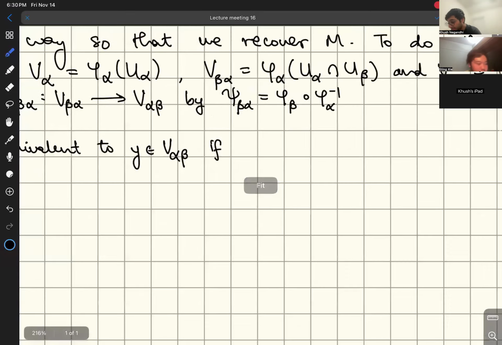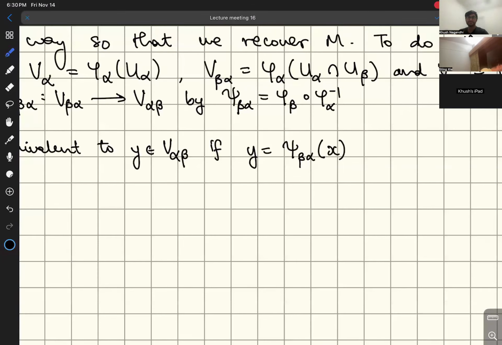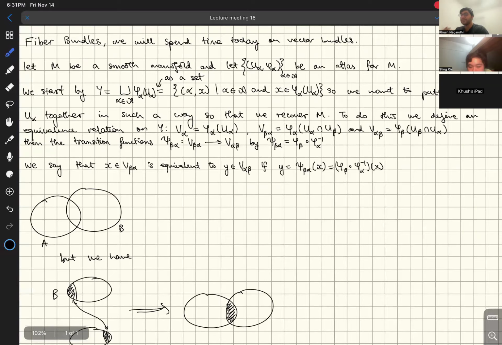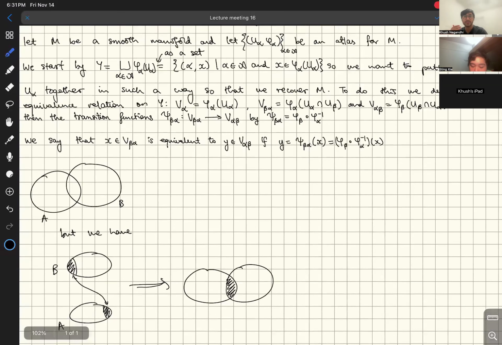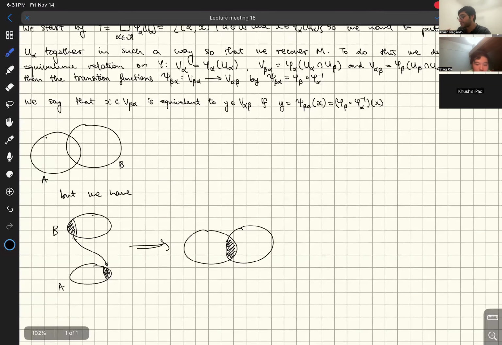So if y is equal to, we look at a change of coordinate system, and a change of coordinate system was given by the transition function. So this means it is related like this. Just to be more explicit, this is phi beta composed with phi alpha inverse of x. Are there any questions on why we've defined this relation to be this way? Okay, so I've already given away the secret here that this should be an equivalence relation.